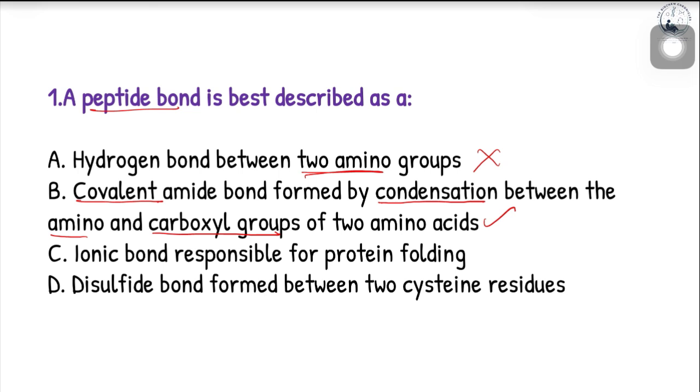So the third option is an ionic bond responsible for protein folding. It is not an ionic bond. The fourth option is a disulfide bond formed between two cysteine residues. Is it a disulfide bond? No. So what is the answer? A peptide bond. The answer is B, covalent bond between the amino and carboxyl groups.